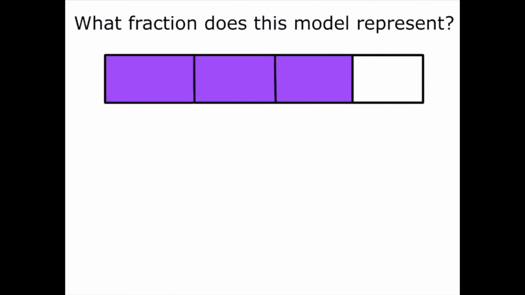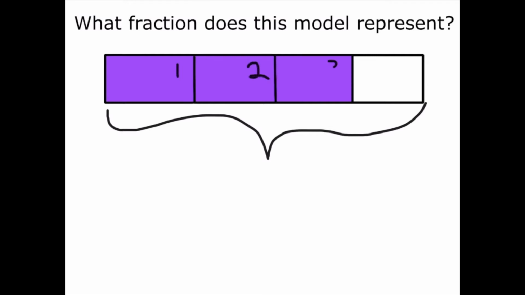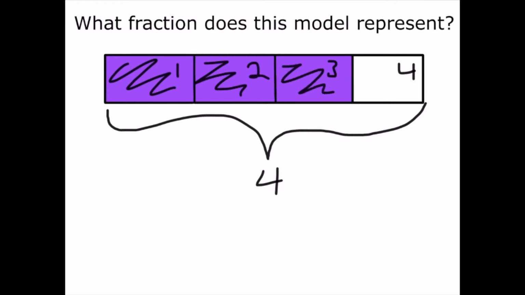Now let's start figuring out what fraction this model represents. So let's start by counting the total number of pieces we have. We have a total of 1, 2, 3, 4 pieces, so we know that 4 is our denominator for this fraction. Now let's start by counting how many pieces are shaded. The shaded part represents the numerator in this fraction. We have 1 shaded piece, 2 shaded pieces, and a total of 3 shaded pieces out of 4 total pieces, so we know that the fraction this model is representing is 3/4.